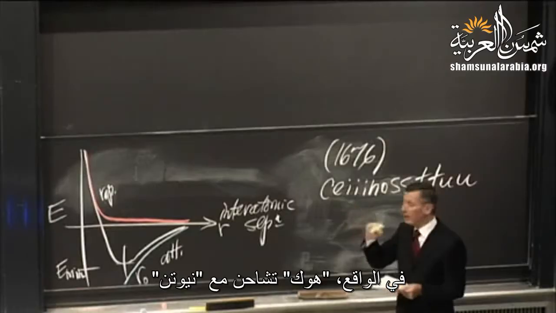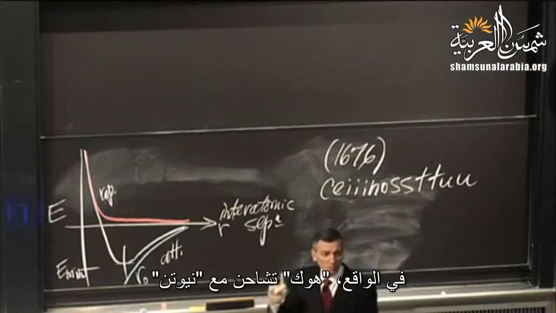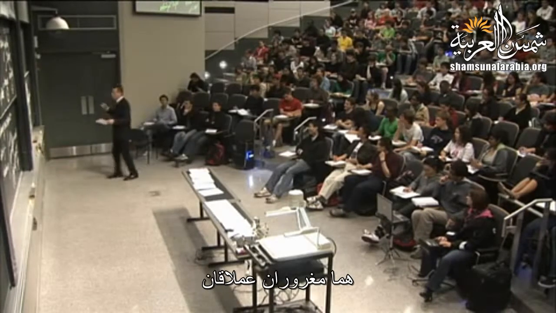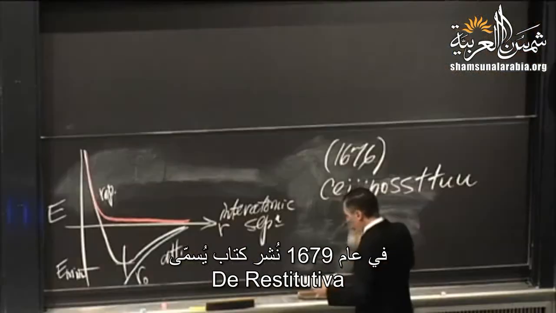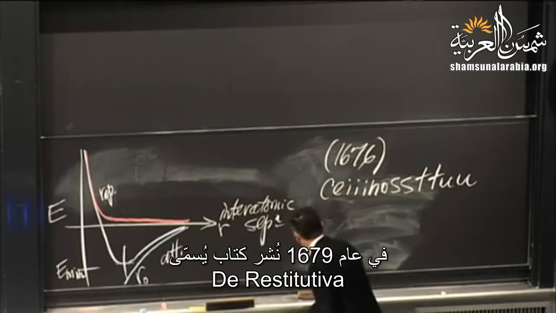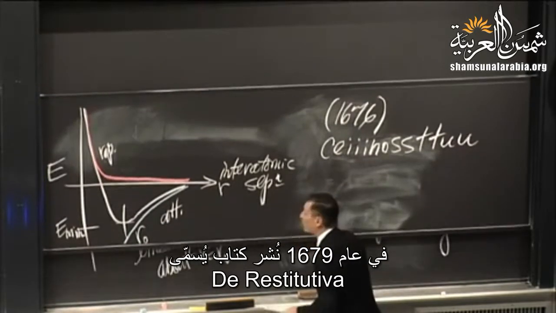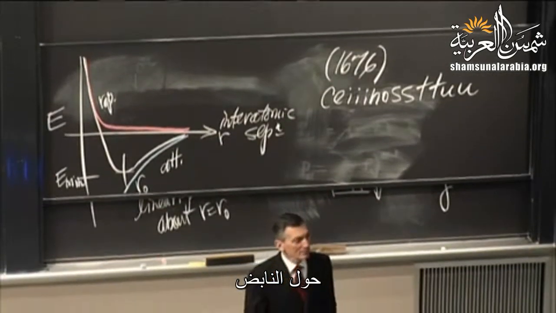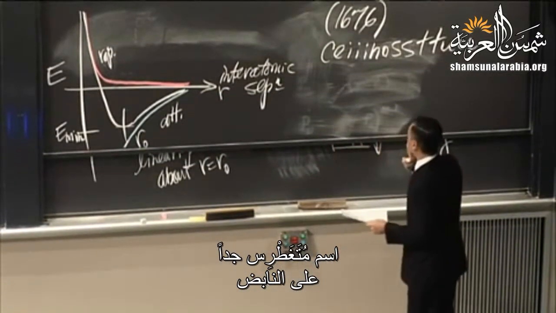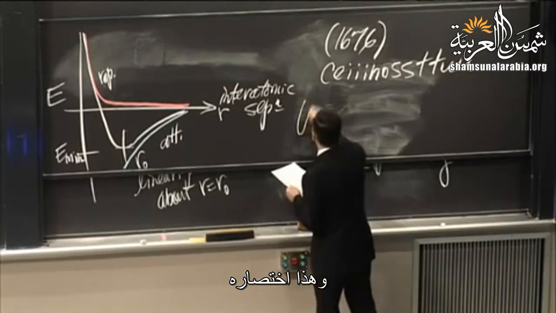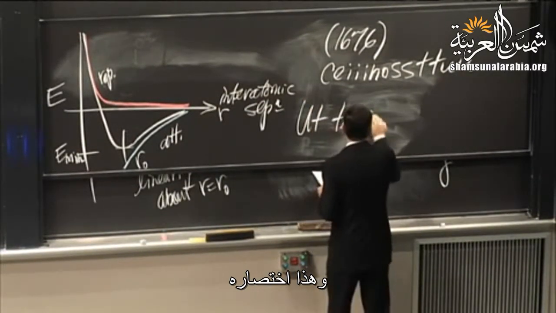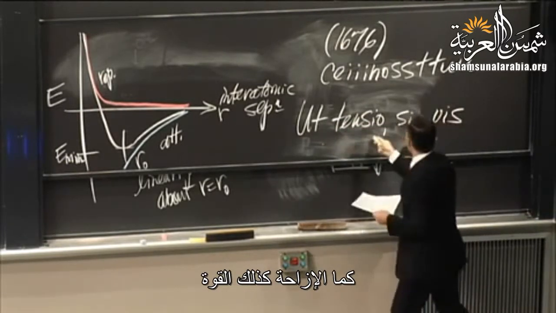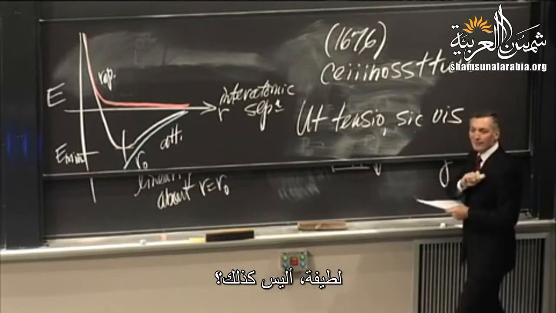Actually, he and Newton sparred. They hated each other's guts. They fought bitterly. Two giant egos. Anyway, so in 1679, he published a book called De Restitutiva, on the spring. Very presumptuous, you know? On the spring. And here it is unraveled. Ut tensio sic vis. As the extension, so the force.